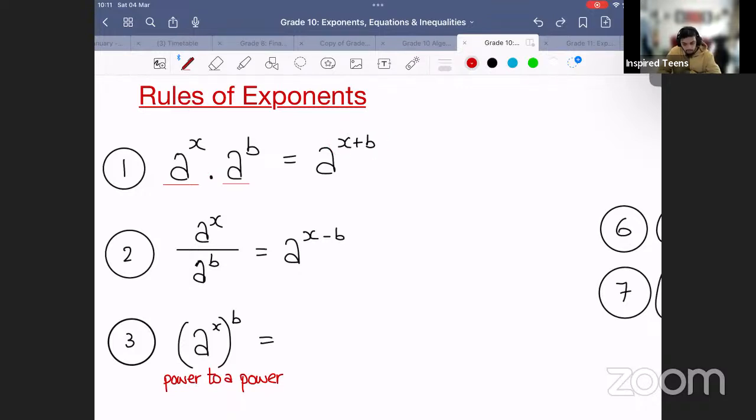So in this case, it's a to the power of x times a to the power of b. This becomes a to the power of x plus b.